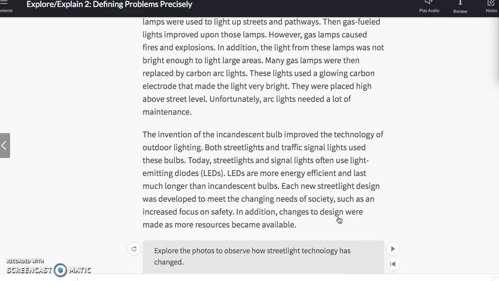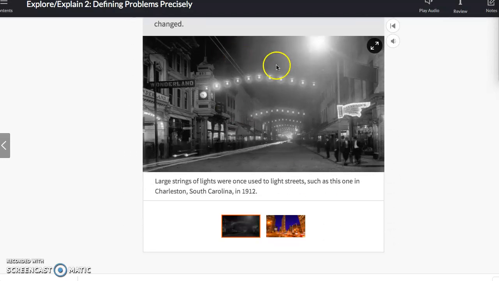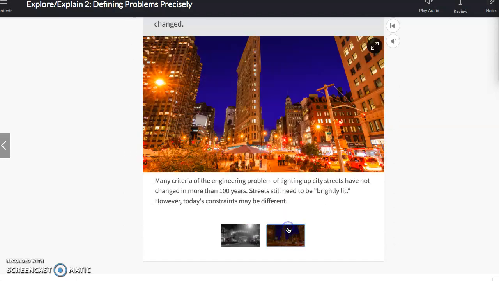Alright. Now we're going to talk about lighting a city street and about light bulbs. This is how they used to light everything. Now we have different forms of lighting.